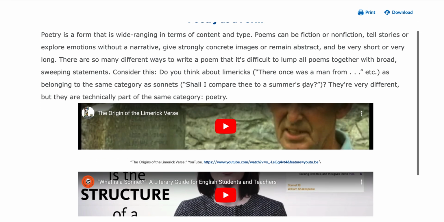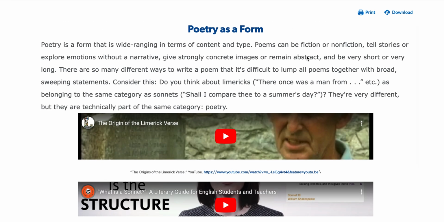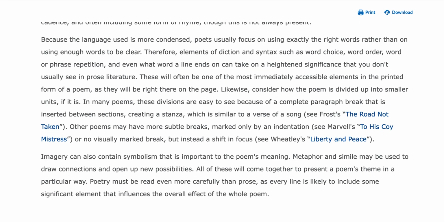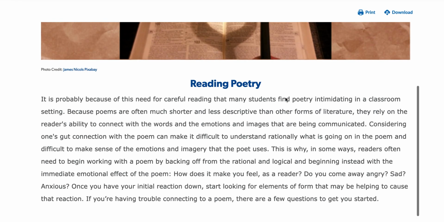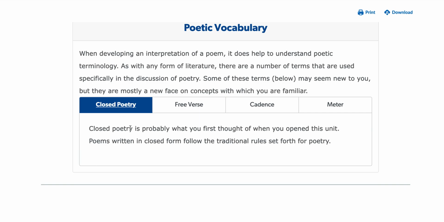So the next section just basically discusses what can be considered a poem. And what can be considered a poem is pretty wide open. You can have closed poems, which are poems that basically have a certain rhyme, a rhythm, a certain form, the formula that they're trying to follow. Think Shakespeare sonnets, think Frost's poems sometimes.